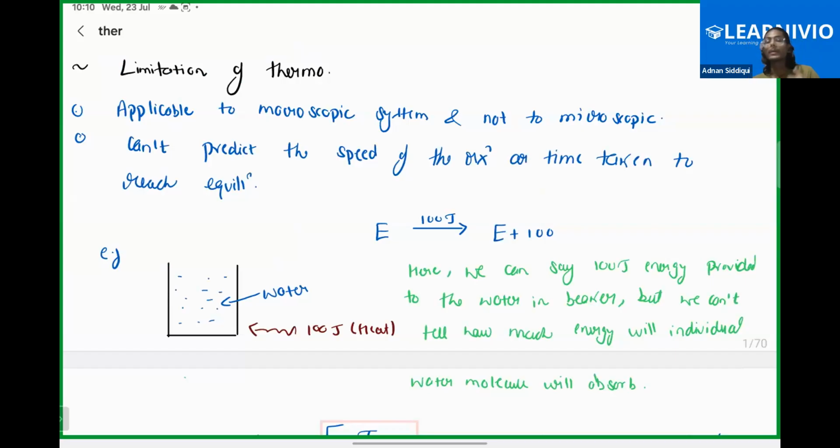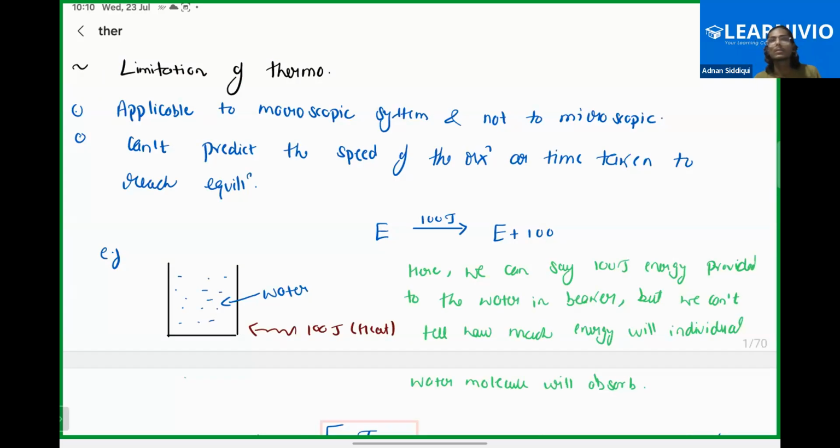It might take 5 minutes, it might take 10 minutes, it might take a day, it might take a year. Thermodynamics has no concern about the time or speed of the reaction. To understand the kinetics, that means speed, we have an entirely different branch of chemistry. We call it chemical kinetics.